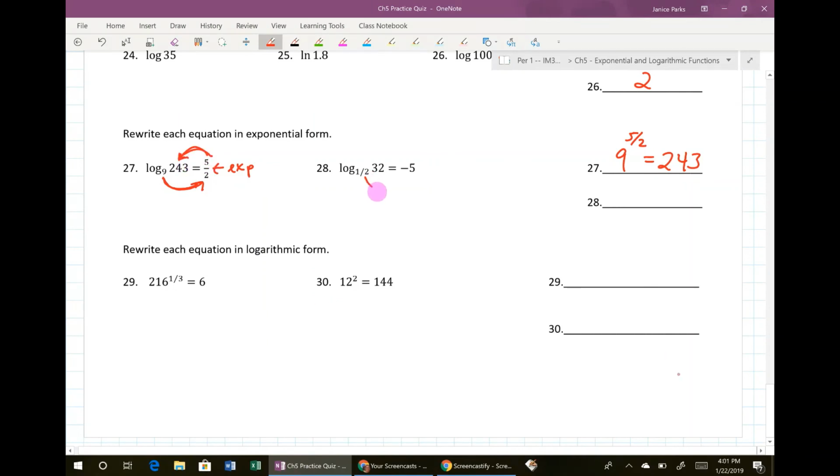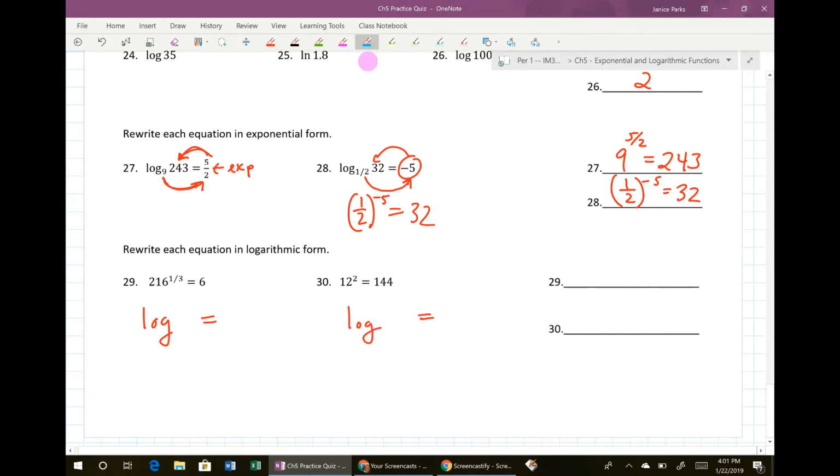Okay. For number 28, it's 1/2 in parentheses. This is the exponent, and it equals 32. 1/2 in parentheses to the -5 is equal to 32. And then the last 2, you're changing it back to log form.